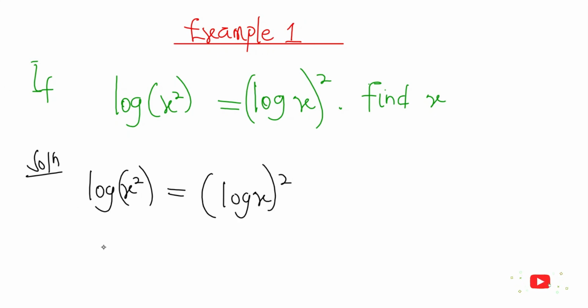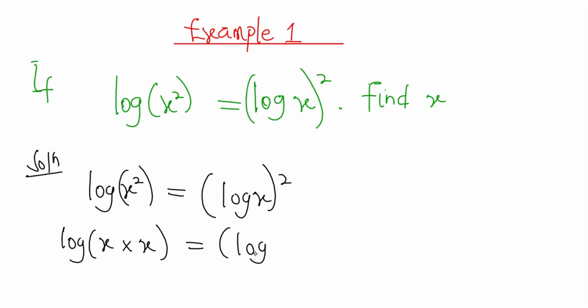What we want is to find x. So we work on the left hand side and maintain the right hand side. We are adopting this strategy for us to find the value of x so easily. When we expand x squared, it simply means x times x. That gives us the logarithm of x times x, which is equal to the logarithm of x all squared.